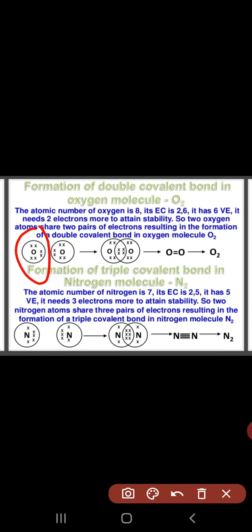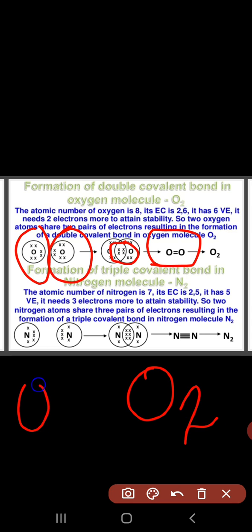See, this is an oxygen atom with 6 electrons in the outermost shell, and this other one also has 6 electrons in the outermost shell. So 2 electrons of each oxygen atom are shared with each other, and the sharing of 2 electrons means they have 2 pairs. That's why a double bond is formed here. So here is the formation of the double bond. Now the formation of the triple bond.